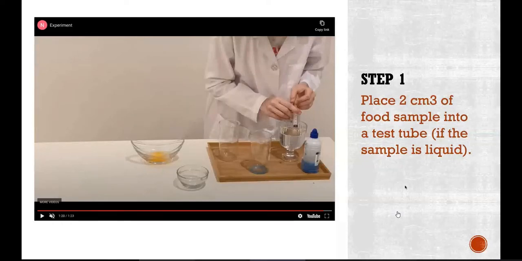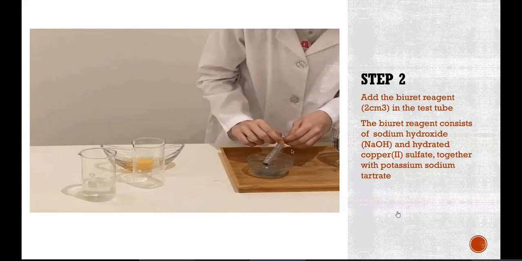I took 2 centimeters cubed of the food sample and I placed it in the beaker. Now the next step, after I cleaned my syringe, I made sure to place it in a bowl in which I took exactly, again, 2 centimeters cubed, not more, not less, because there has to be a balanced ratio, or an equal ratio, of the egg sample and of the burette reagent, okay? So it could actually pan out smoothly.